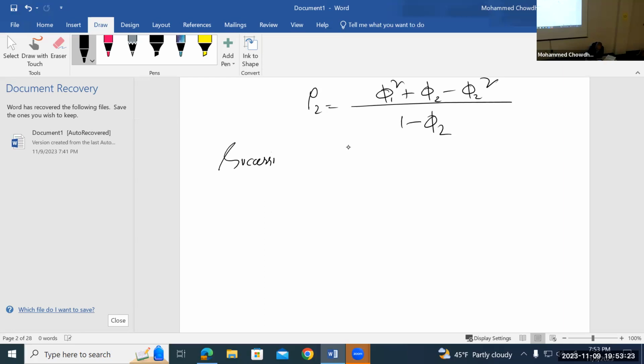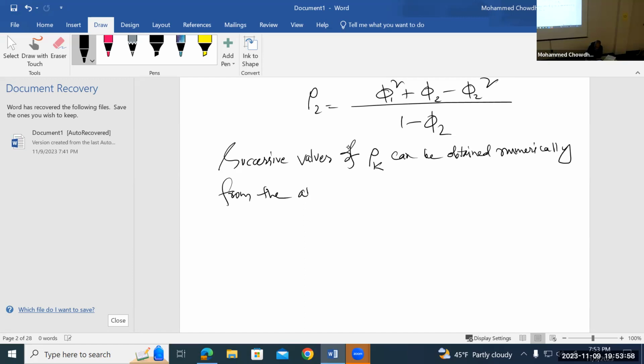So, successive values of rho k can be obtained numerically from the above recursive formula. Okay, so then it could go on.